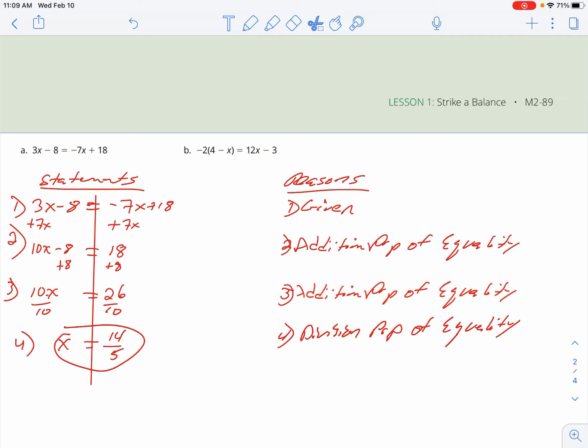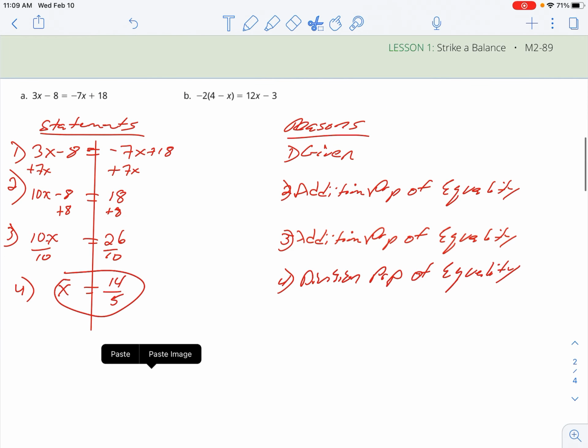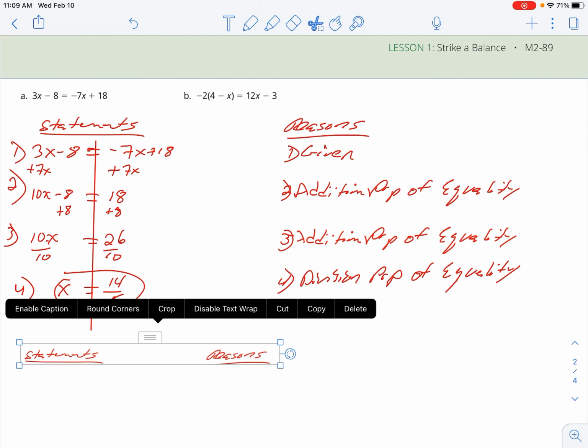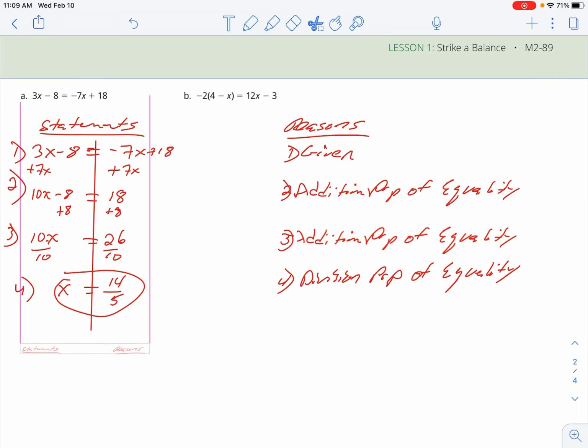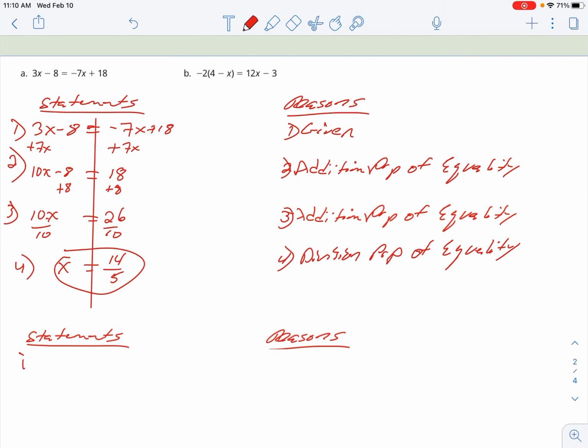All right, on letter B, same deal. We want to justify that. So let's go ahead and justify. Oh, why is that not going? There we go. All right, so let's slide down the equation.